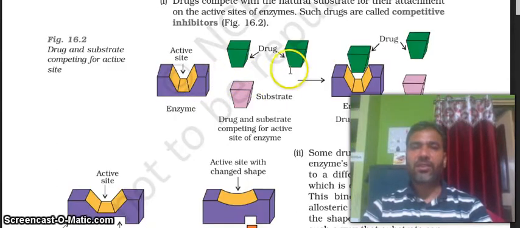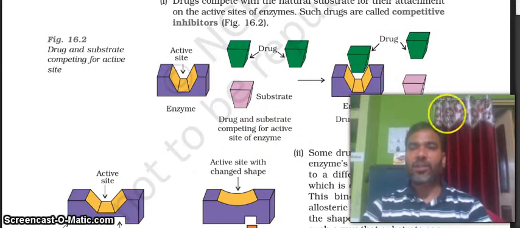Look at this pictorial diagram. This is the enzyme active site, this is the drug, and this is the substrate. Drug and substrate are competing for the active site of the enzyme. Now you see the drug binds but the substrate does not. The drug blocks the active site of the enzyme.